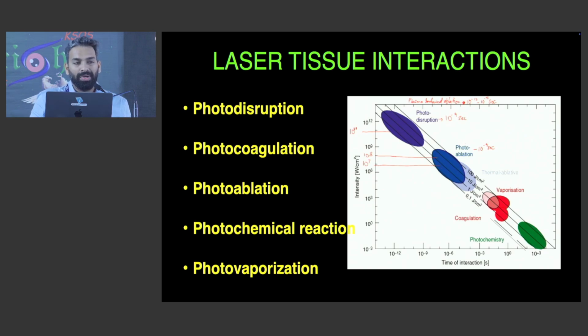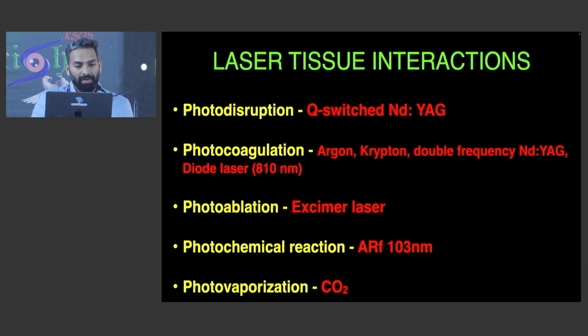What are the laser tissue interactions? That is photodisruption, photocoagulation, photoablation, photochemical reaction, and photovaporization. These are the laser tissue interactions which occur. Photodisruption is with Q switch Nd:YAG. Photocoagulation occurs with argon, krypton, and frequency doubled lasers. Photoablation is with excimer laser, photochemical with argon dye, and photovaporization with carbon dioxide.